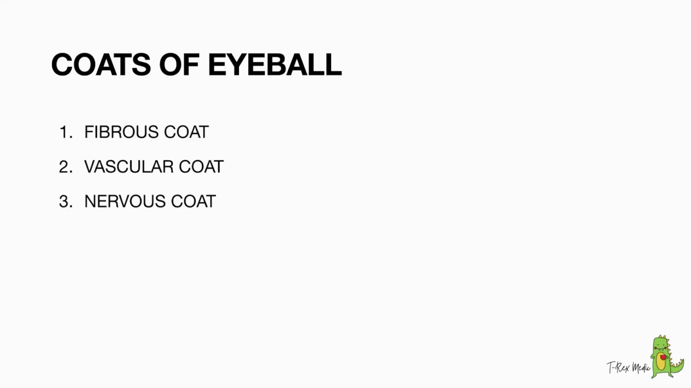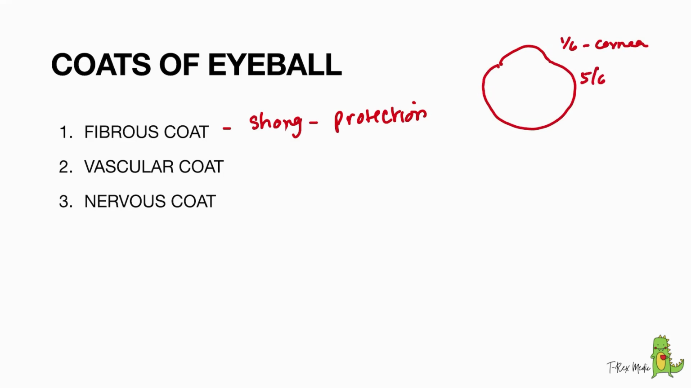Moving on, coming to the coats of the eyeball, there are three coats: fibrous, vascular, and nervous coat. The fibrous coat is strong, which gives it the function of protecting the intraocular contents. The division of the fibrous coat is such that the anterior 1/6 is the cornea, and the posterior 5/6 is the sclera. The junction between the cornea and sclera is called the limbus, where the conjunctiva is firmly attached.